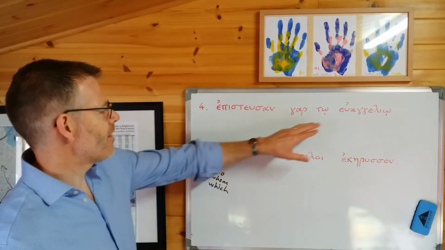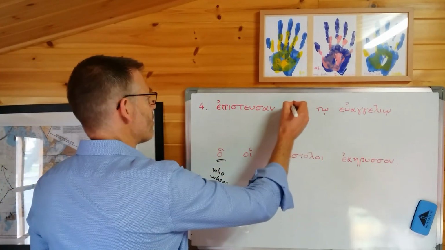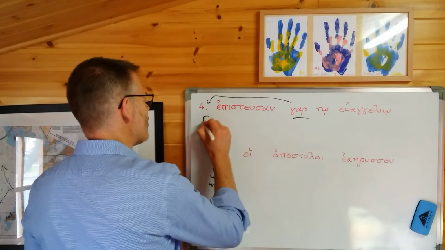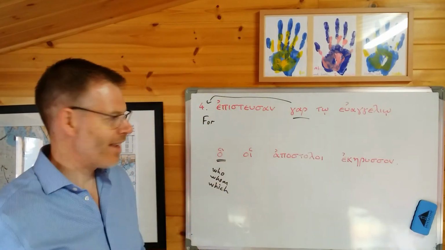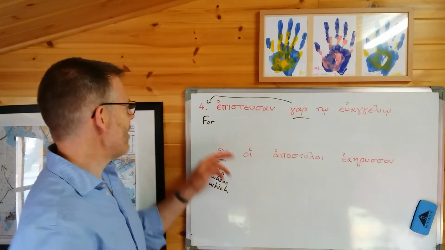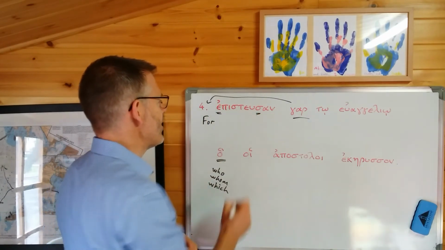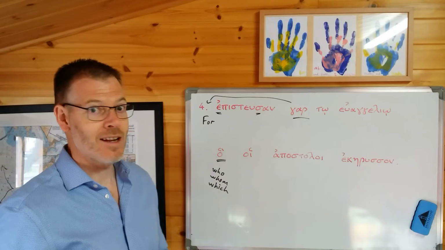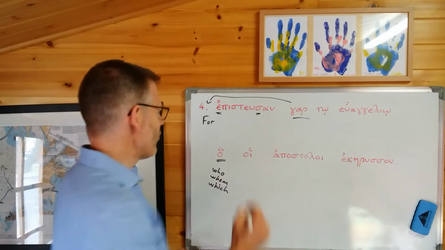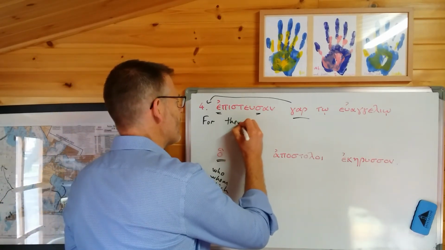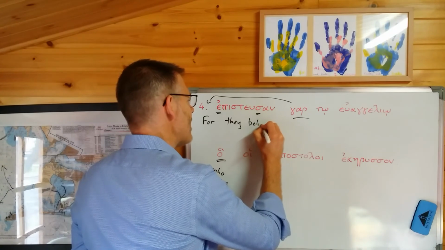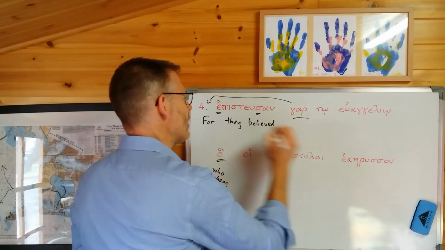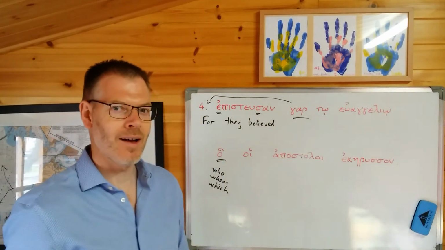Epistiousan gar to euangelio. Well, that's gar, that's postpositive, so it's going to come back here in English, and it probably means for or because. Epistiousan, well, it's from pistuo, aorist because of that. And an, elusase, elusene, elusame, elusate, elusan, third plural, for they believed to euangelio. Huh, interesting.